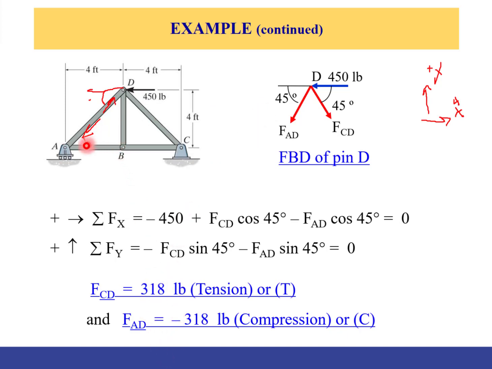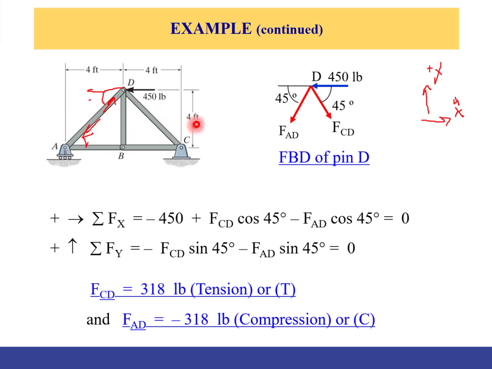However, AD, although we assumed it's under tension, it's pulling, but it came out as a negative value. Negative means your assumption is not correct, only in direction. Fortunately, you don't have to redo the entire problem. It just says, well, negative means compression, right? AD is under compression.